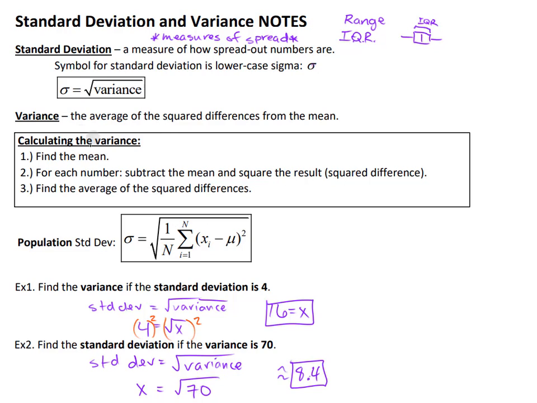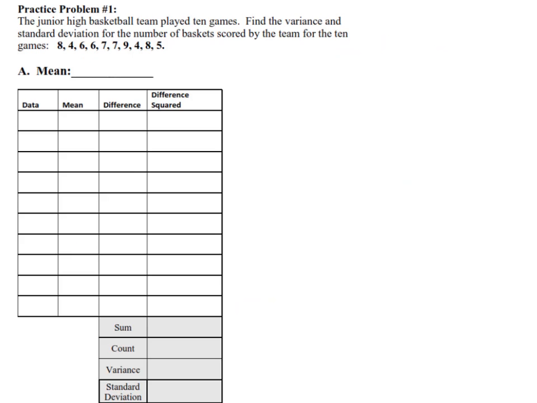Okay, so to calculate standard deviation, we need to first find the variance and then take its square root. So we're going to do that. We're going to go through these steps, which is this crazy looking formula here. Let's go through our first example. Hopefully this will clear some stuff up for us. Problem 1 says a junior high basketball team played 10 games. Find the variance and standard deviation for the number of baskets scored by the team for these 10 games. Well, they're not very good because these are all single digits. So hope they learn how to shoot a little better.